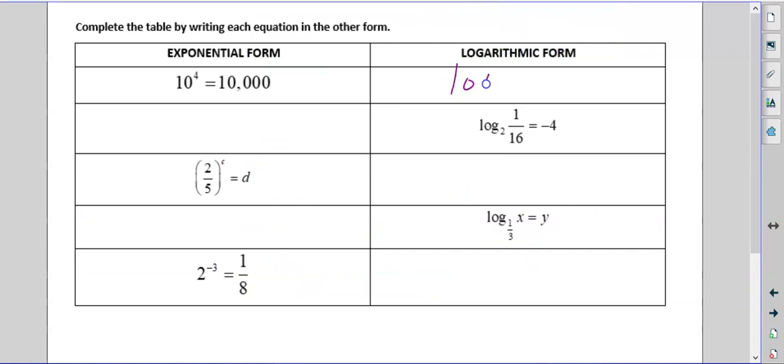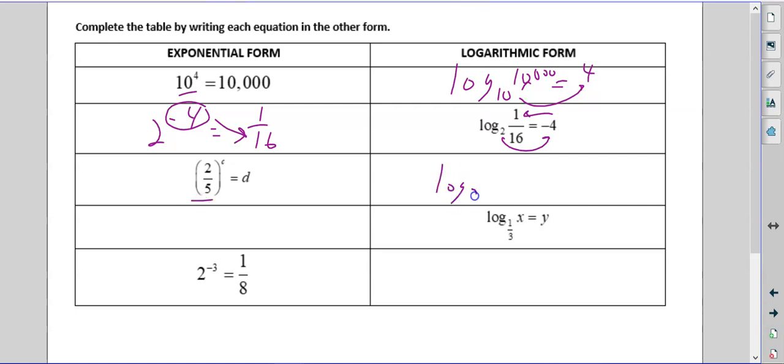So again, I'm going to have log. My base is 10. Swish to the 4, come back across, equals 10,000. Swish, 2 to the negative 4, come back across, equals 1 over 16. And again, notice, negative 4, denominator, right? Log, what's my base? 2/5. So I just write a little 2/5 right here. Swish across to the power of, looks like a C, equals D.